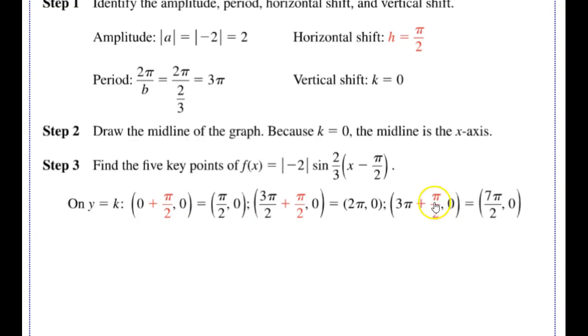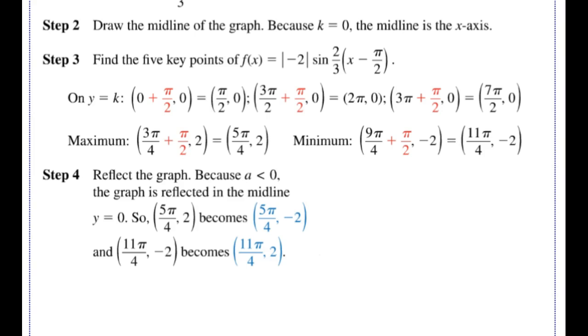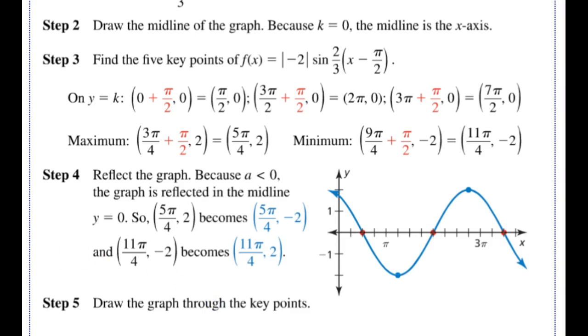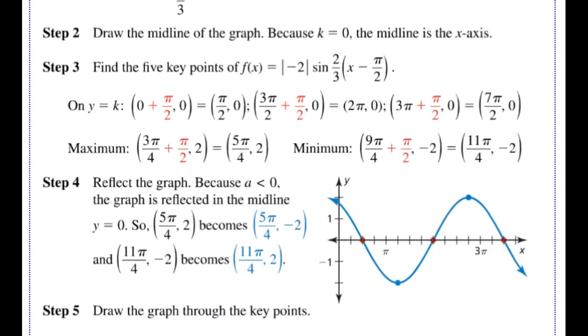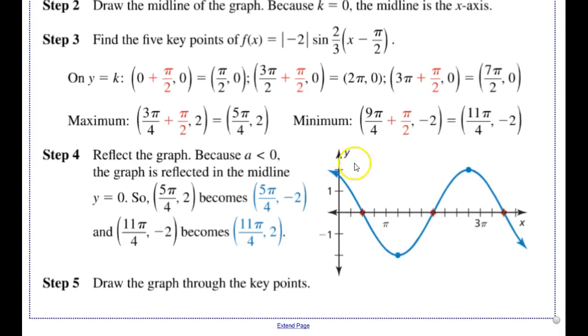So I plug in the things that I know with my shifts, and I find my points that I need. I find my maximum and my minimum, and then I'm going to reflect my graph. So I can find my original graph first and then reflect it over the x-axis. Okay, so here's what it looks like. All right, and we were dealing with negative 2 times the sine of 2/3 times the quantity x minus pi over 2. So I do have that shift. And we see that I start at my y-axis going down, whereas in my original parent function, it starts by going up. So that's what that reflection does to my graph.